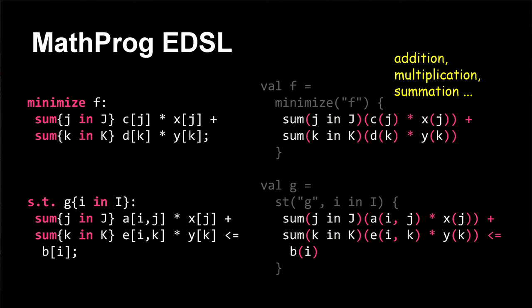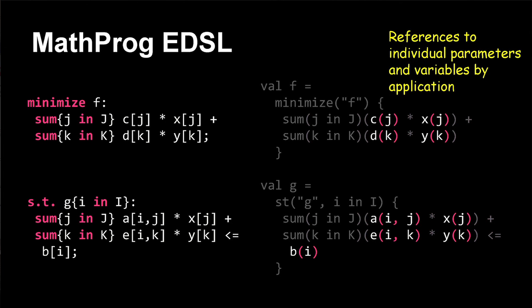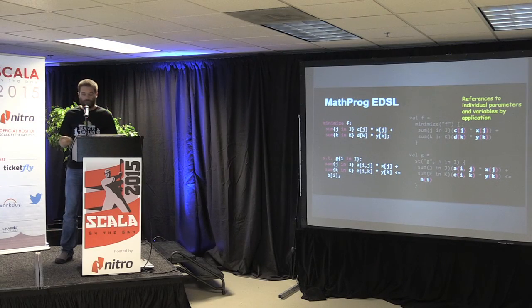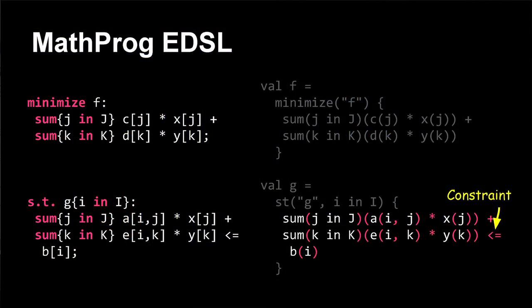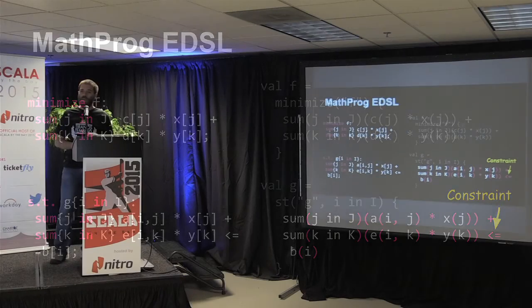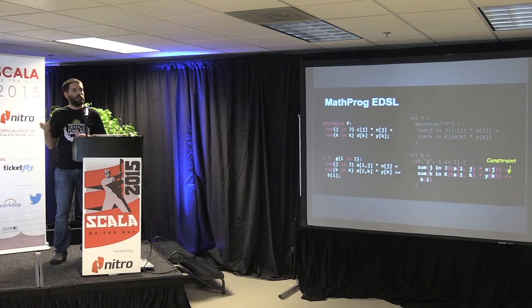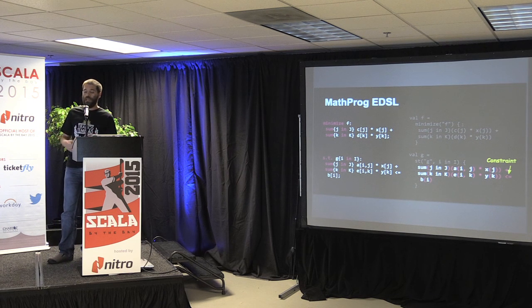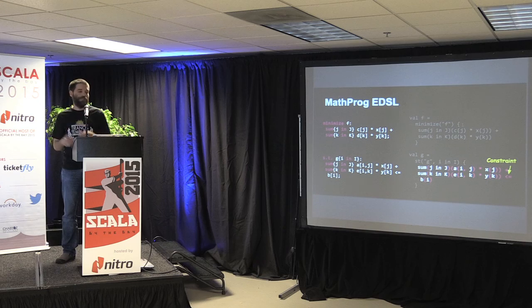Here we have examples of addition, multiplication, and summation. And to reference the individual parameters, variables, or sets, we just apply them to some indexing value, and this is similar to how we do it in Scala with arrays or lists. And to define a constraint, we just use the less than or equals operator. We can also use the greater than or equals operator or triple equals. And if either the expression on the left or the expression on the right is a linear expression, then we will be creating a constraint. And in MathProg, linear expressions are expressions that involve variables.